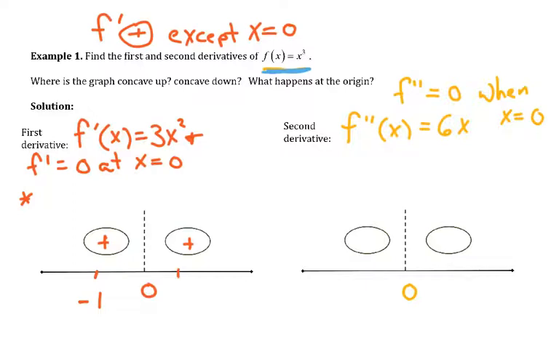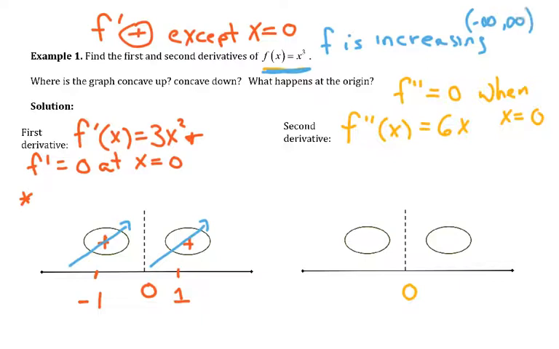What does that say about my original function? That I'm increasing everywhere. So I know f is increasing from negative infinity to infinity. Alright, so what does the second derivative tell me? This will tell me about concavity.